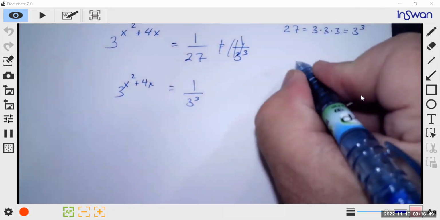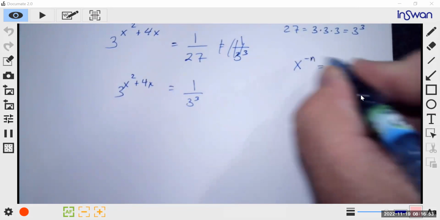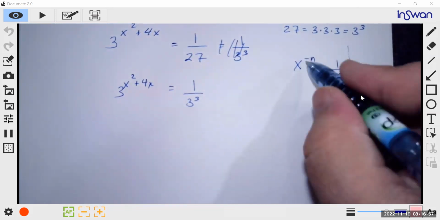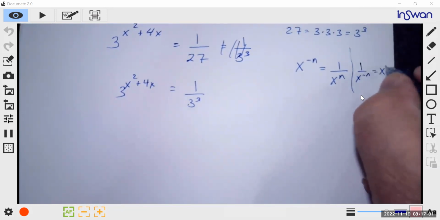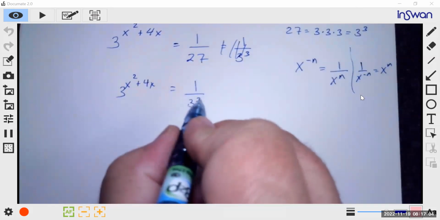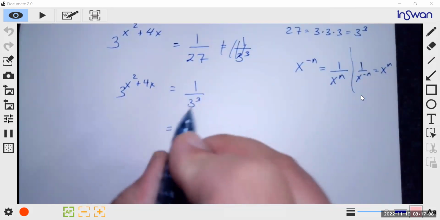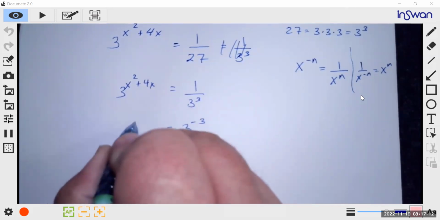From our rules of exponents, we know that a negative exponent simply means change the location. So if it's on top, it goes to the bottom. If it's on the bottom, it comes up on top. So in other words, when you move an exponentiated term from the bottom to the top, you change the sign.